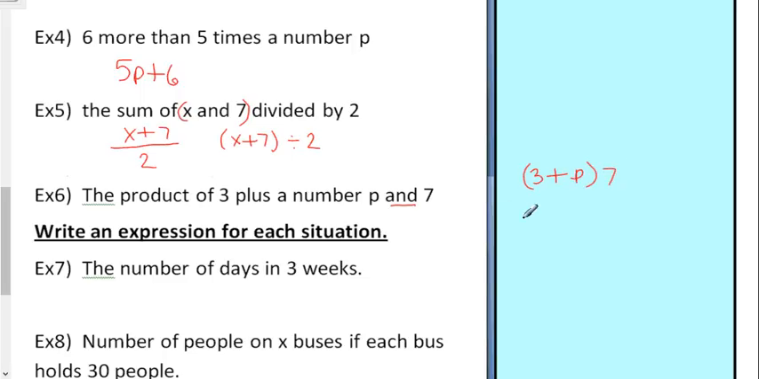Now, some of you would have written it like this, 3 plus p times 7, and that's actually wrong, because if you think order of operations, only the 7 is being multiplied by p, and you want the whole thing being multiplied by 7. So you want the parentheses around the 3 plus p. All right? So this is the correct answer.